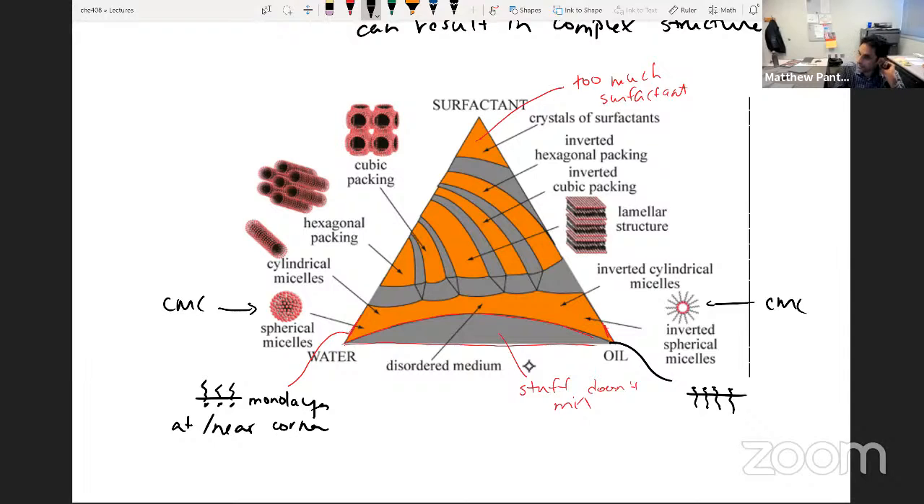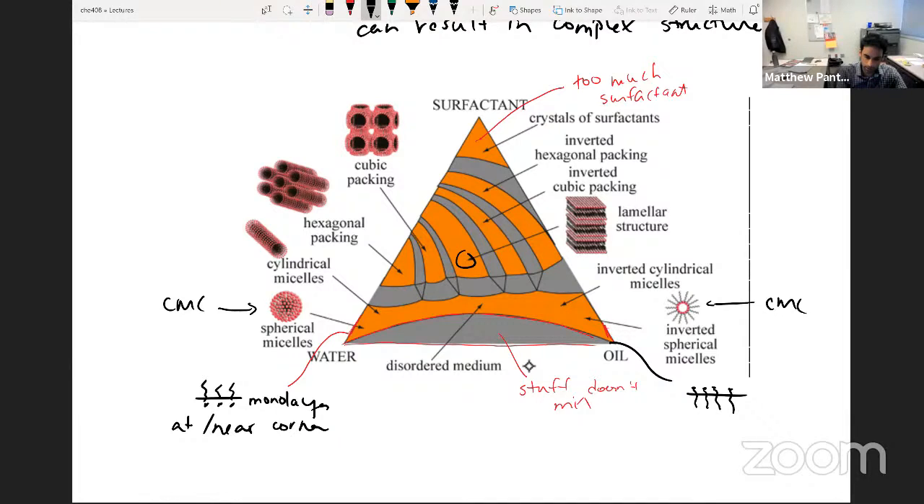And again, this is all predictable by thermodynamics. It's ways to minimize the free energy of the system. So you can get cylindrical micelles, in some cases lamellar structures, especially in the middle here. So that's a lamellar structure where you basically have layers of oil, water, surfactant that alternate in solution. You can get more complicated structures.